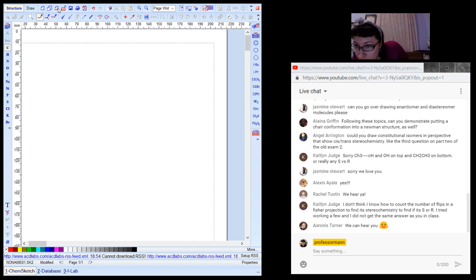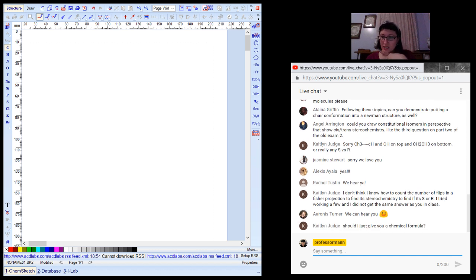I don't think I know how to count the number of flips in a Fisher projection and find its stereochemistry to find S or R. Well, you don't use a... Oh, for some reason I was thinking Newman projections. I think you asked for Fisher projection earlier and I got confused. I'm sorry, because somebody else was asking about Newman projections. Let me blow that up so I can see your question. Number of flips in a Fisher projection to find its stereochemistry to find if it's S or R. Worked a few and did not get the same answer as you in class.